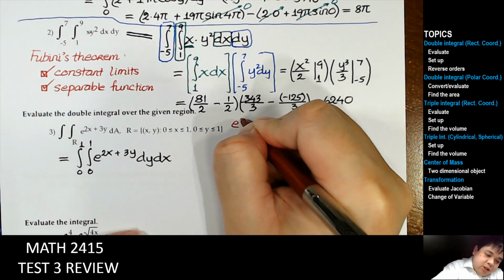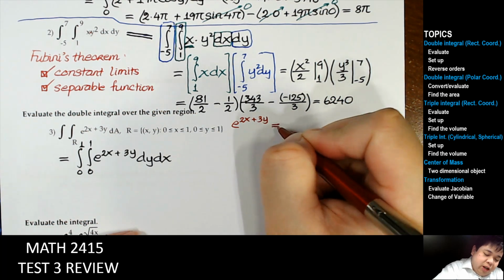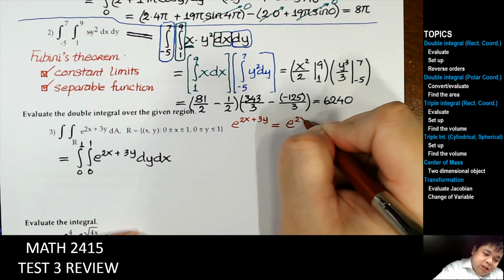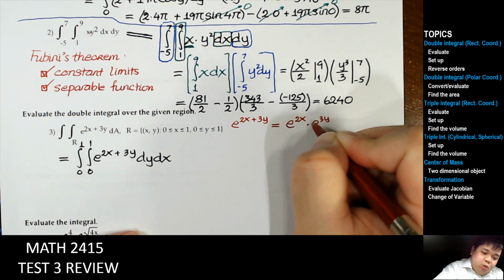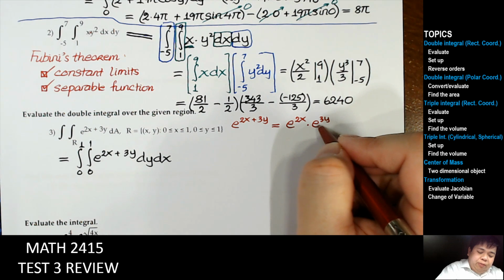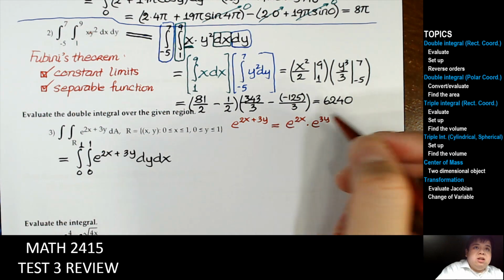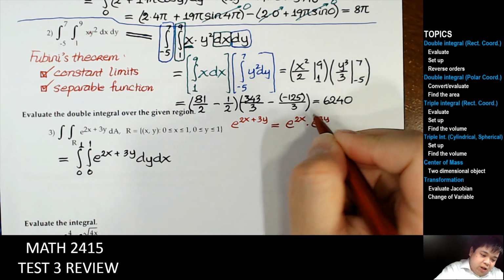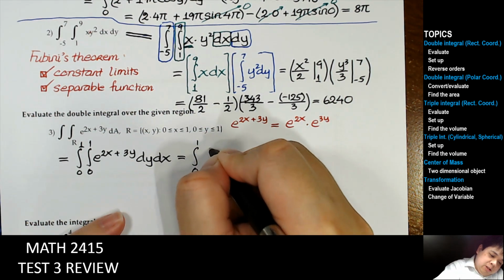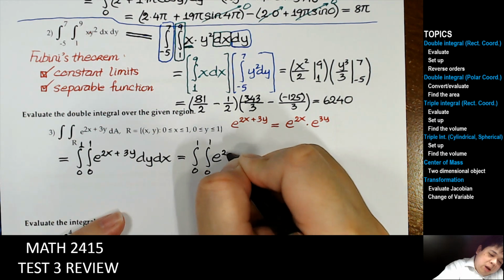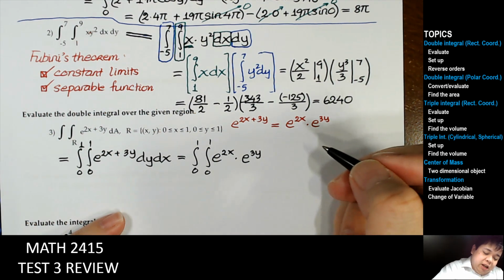So we have e to the 2x plus 3y. Actually, this is a separable function as well. So we can write e to the 2x and then e to the 3y. Because when we multiply two functions with the same base, we just add the exponents. So that's a multiply. So we have a function of x times a function of y. That means separable.